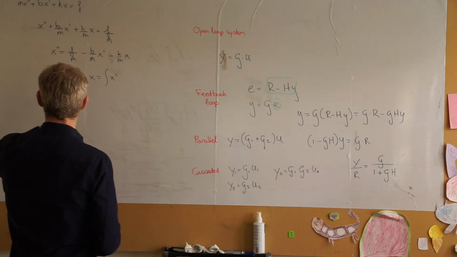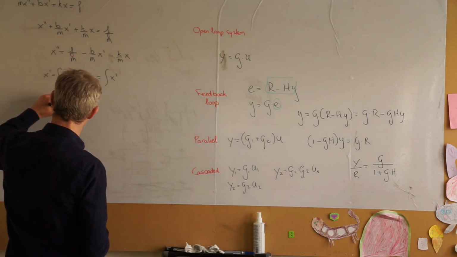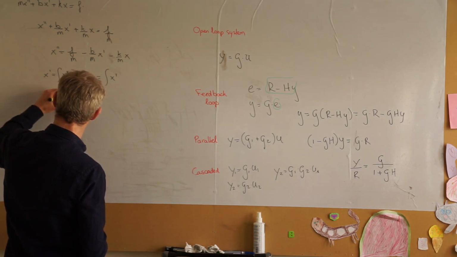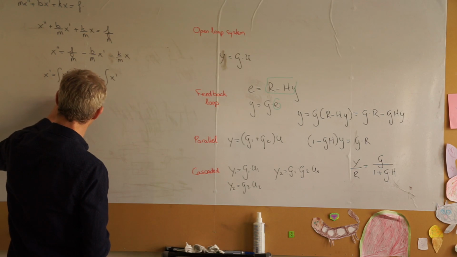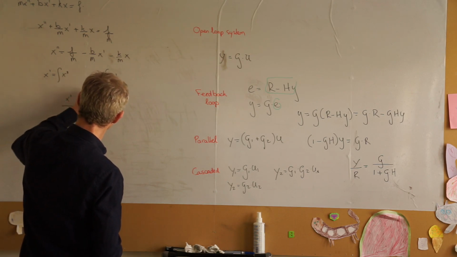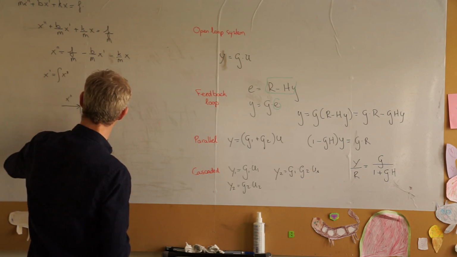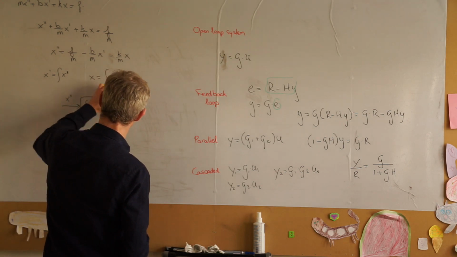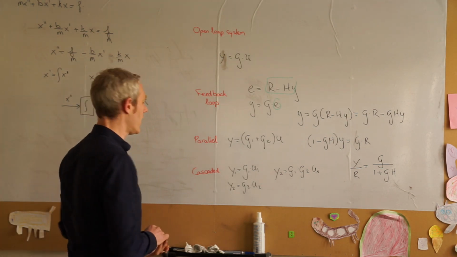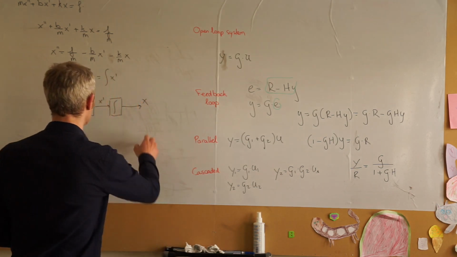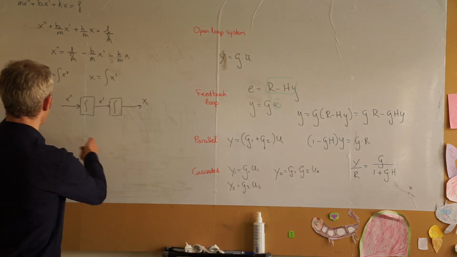So let's see. Let's say I have here x double prime. I can put that into an integrator where I get x prime, and I can put that into another integrator and find finally our output x. But what do we have to do here?